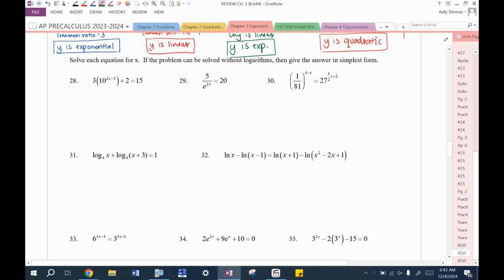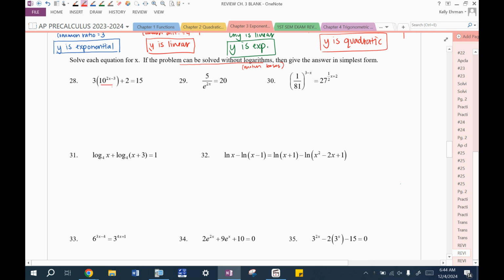All right, continuing on this chapter 3 review. The next section is solving equations, which is what we've done most recently. So hopefully this is pretty familiar. Make sure if the problem can be solved without logarithms. So if you can match bases, then you need to do that because your answers need to be in the simplest form. All right, so for the first one, this is base 10.